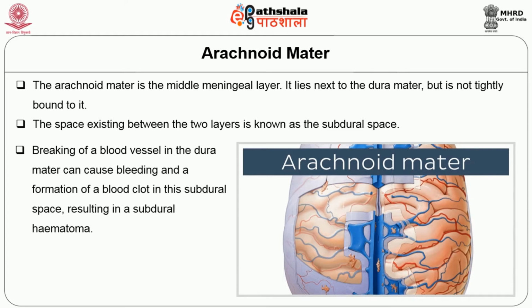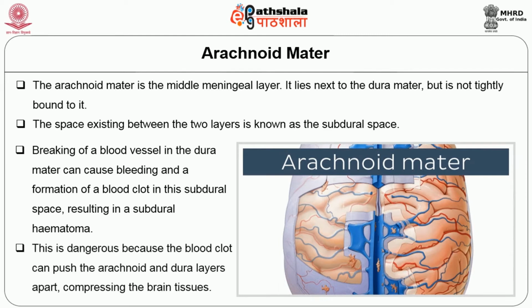Breaking of a blood vessel in the dura mater can cause bleeding and a formation of a blood clot in this subdural space. This results in a subdural hematoma. This is dangerous because the blood clot can push the arachnoid and dura layers apart, compressing the brain tissues.